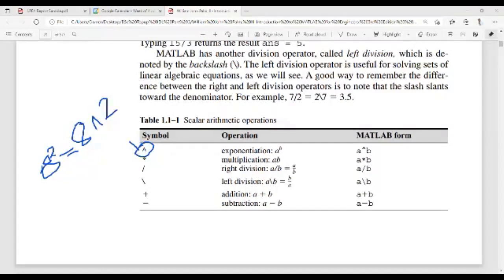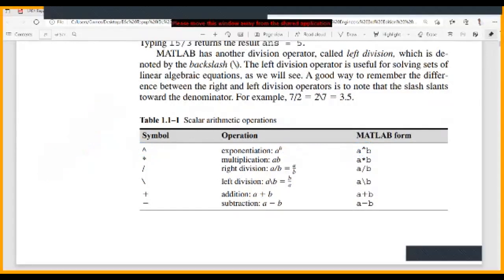Let me take this thing to this side. Good. So an example is A raised to the power B, and in MATLAB this is how you should write it: A raised to the power B. Meaning if I want to type 8 squared, I have to type it this way. So let me unshare this and go back to my MATLAB and show you what we meant by that.